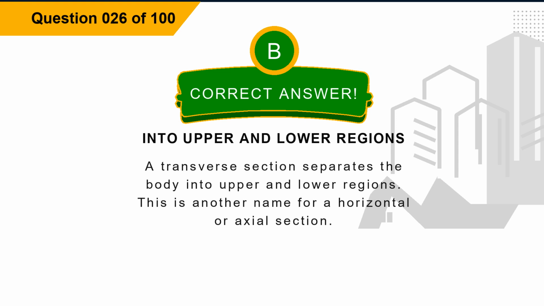Explanation. A transverse section separates the body into upper and lower regions. This is another name for a horizontal or axial section.